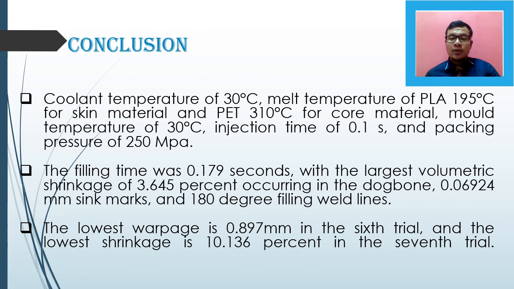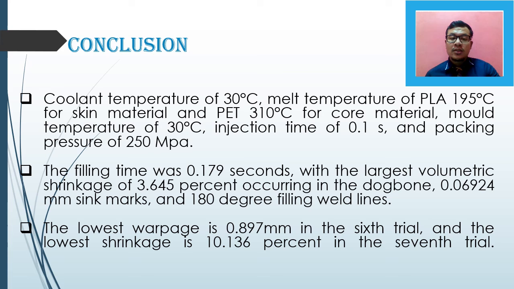For the conclusion, by using a coolant temperature of 30 degrees Celsius, melt temperature of PLA 195 degrees Celsius for the skin material and PET 310 degrees Celsius for the core material, mold temperature of 30 degrees Celsius, injection time of 0.1 second, and packing pressure of 250 megapascal, it produced a filling time of 0.179 seconds with the largest volumetric shrinkage of 3.645% occurring in the dog bone, 0.06924 mm sink mark, and 180-degree filling weld line.